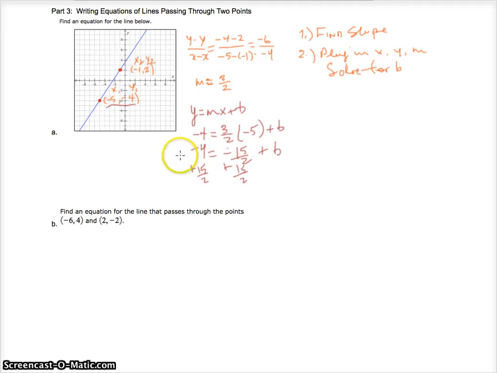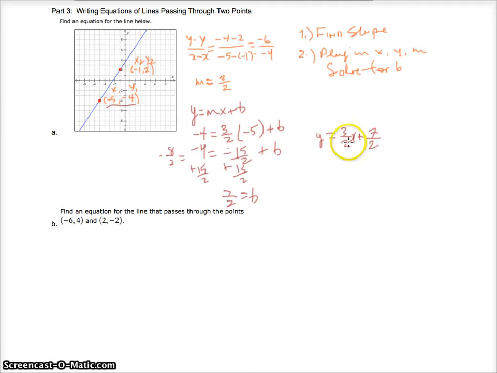I need this to be over 2, so I'm going to multiply it by 2 to get negative 8 over 2. Negative 8 over 2 plus 15 over 2 equals 7 over 2. So my b value is 7/2. So my new equation: y equals 3/2 x plus 7 over 2.